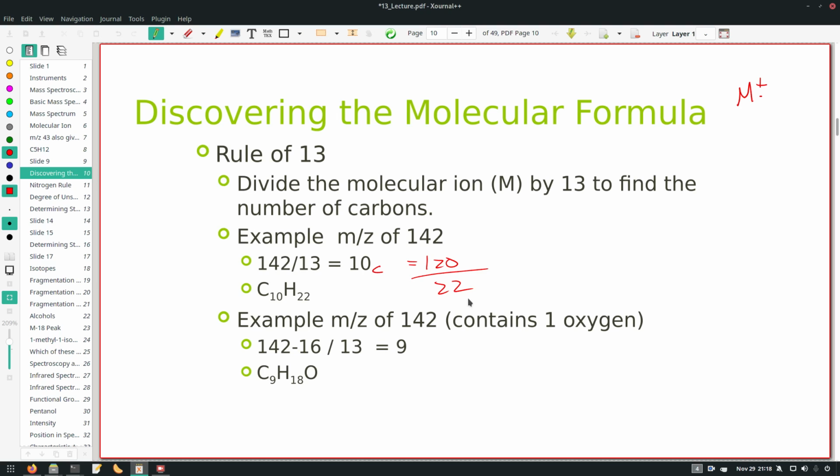Now, there might be times where we're told there's an oxygen in there. Well, if there is, we're just going to subtract that off before we do any math. We'll still divide by 13 after we've done that subtraction. This time we get a 9. That's going to give us our carbons and our oxygens, and then we still just do the same thing. Just do a little bit of math, figure out how many hydrogens there are, and then figure out how many elements of unsaturation the molecule would have.